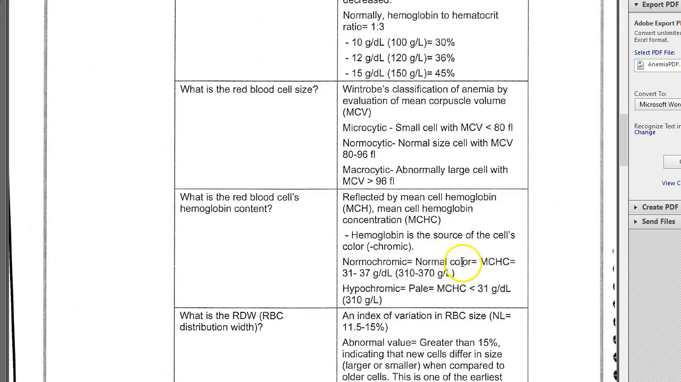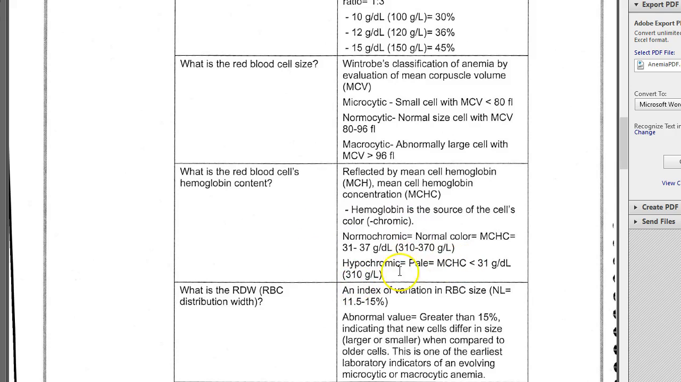So we're looking at color. There are your variations right there. So that's what you're looking at. When there's an impairment of hemoglobin synthesis, we'll say iron deficiency anemia or maybe a thalassemia, cells are going to be pale or hypochromic, and therefore everything's going to be low.